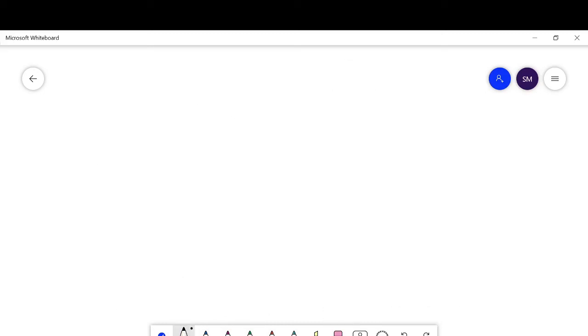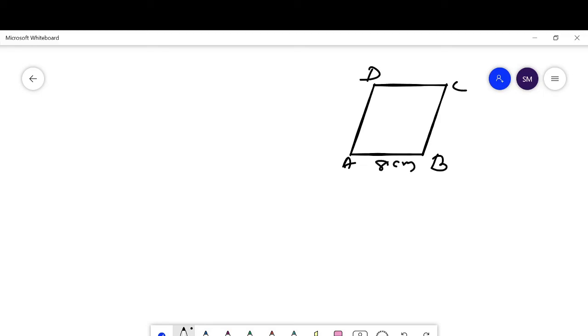Find the area of a rhombus whose one side is 8 centimeter and altitude is 0.6 dm. Here, find the area of the rhombus. Suppose ABCD is a rhombus, draw a proper rhombus, whose one side is 8 centimeter as given, and the altitude is 0.6 dm. Then find the area.